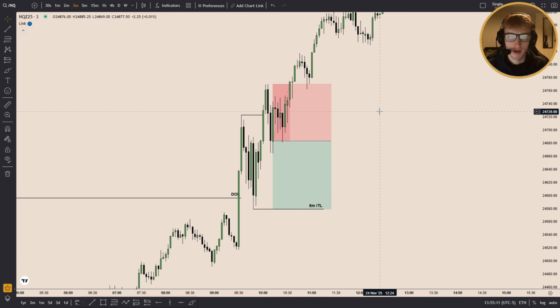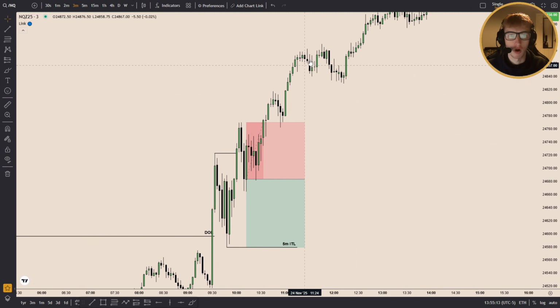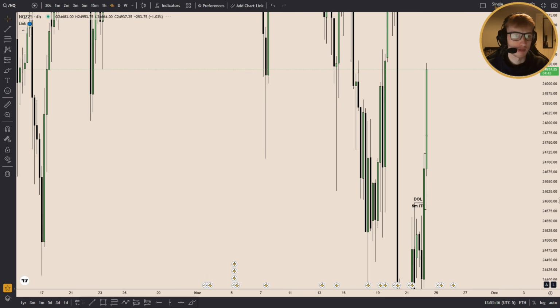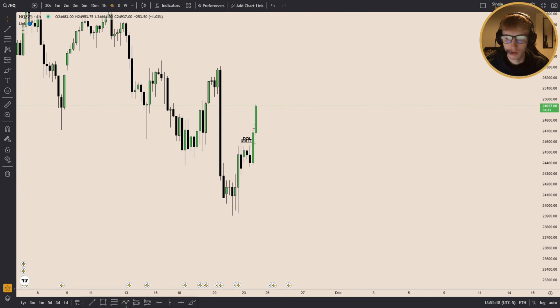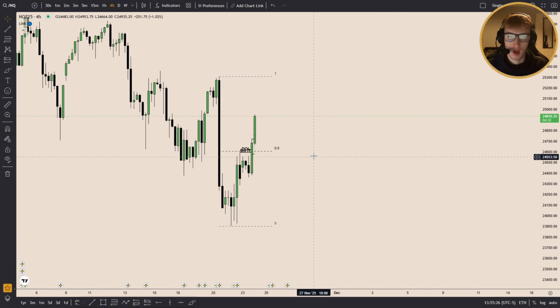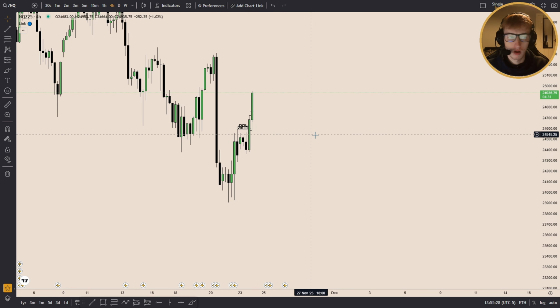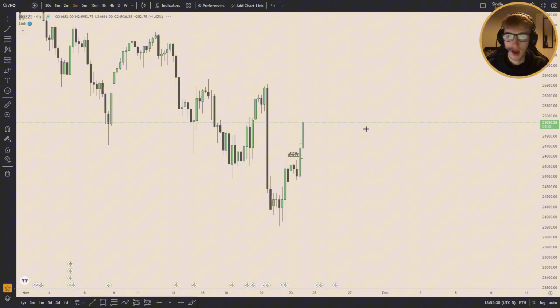Super nice entry. And the draw on liquidity was obviously more bullish. We did have this big 4-hour gap. But another confluence was we had already tapped into 50% of the range. We'd already tapped into premium, so I thought this was a really good place for shorts. But no.